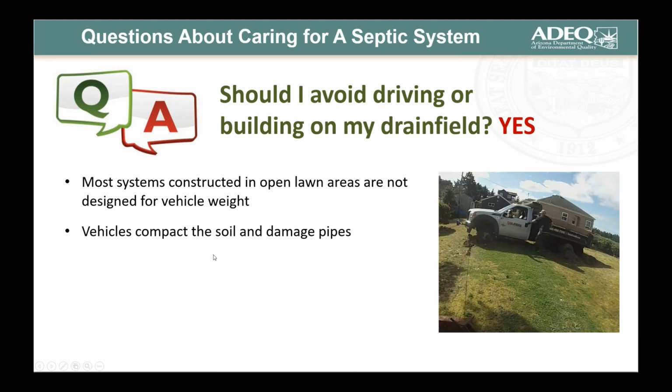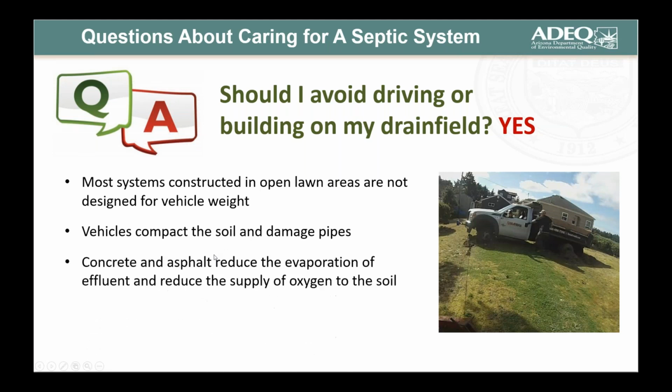Vehicles compact the soil and damage the pipes. Concrete and asphalt reduce evaporation of the effluent and reduce the supply of oxygen to the soil. Oxygen is critical to the aerobic bacteria. And that aerobic bacteria help break down the biomat buildup that the anaerobic bacteria are busy building on the inside of your disposal trenches and beds and so on.